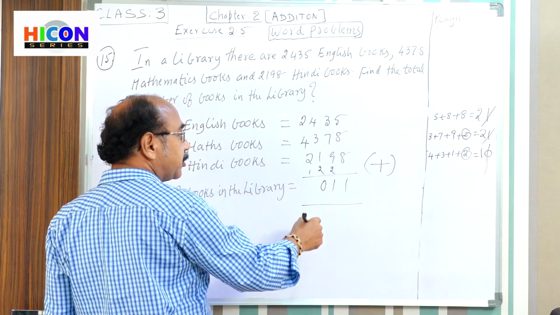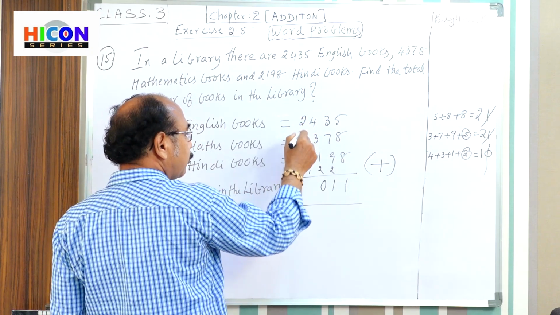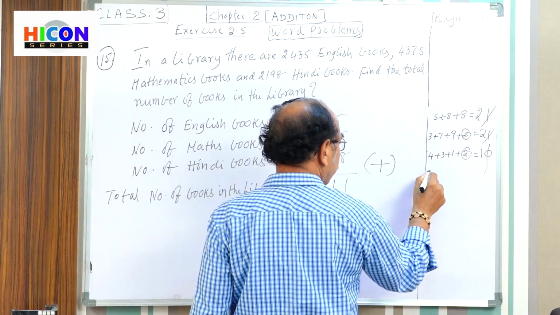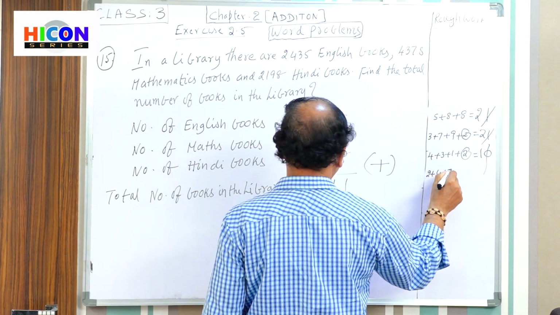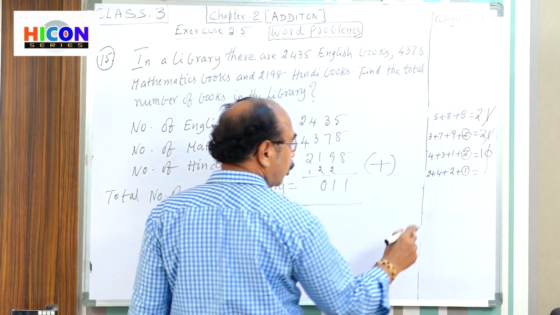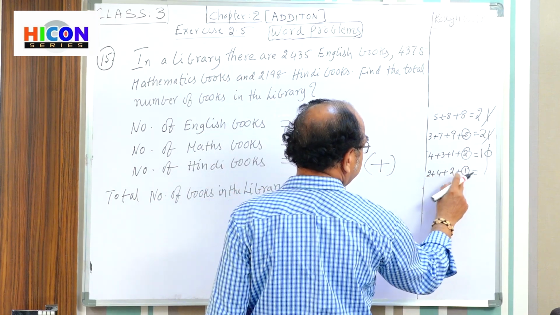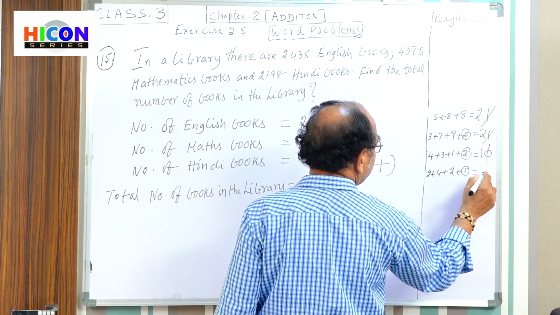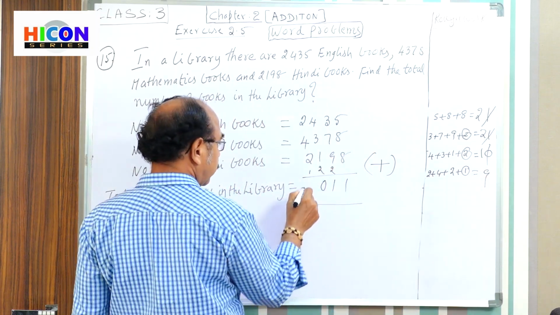Now add the digits in the thousands place. 2 plus 4 plus 2 plus 1. How much? 2 plus 4, 6. 6 plus 2, 8. 8 plus 1, 9. So write 9.